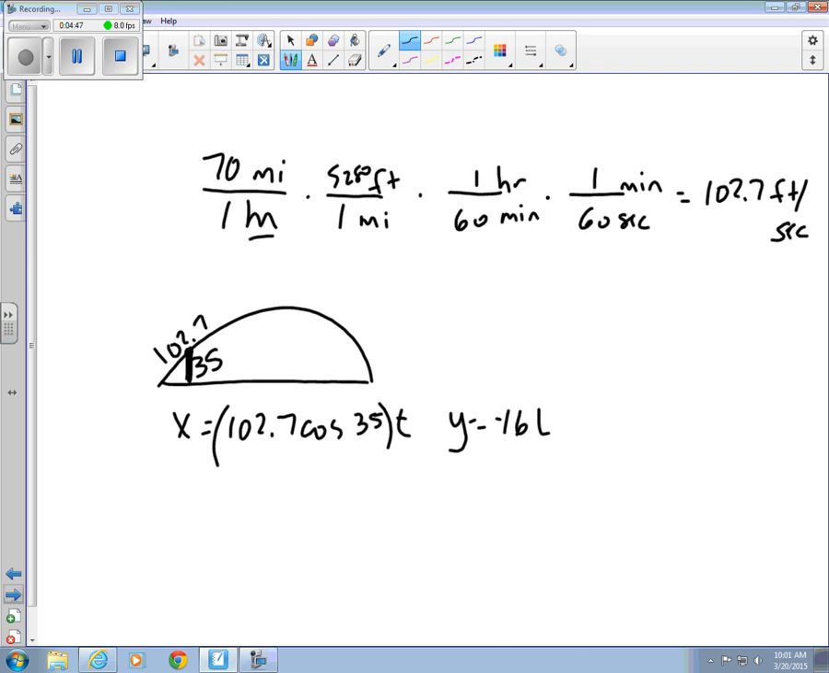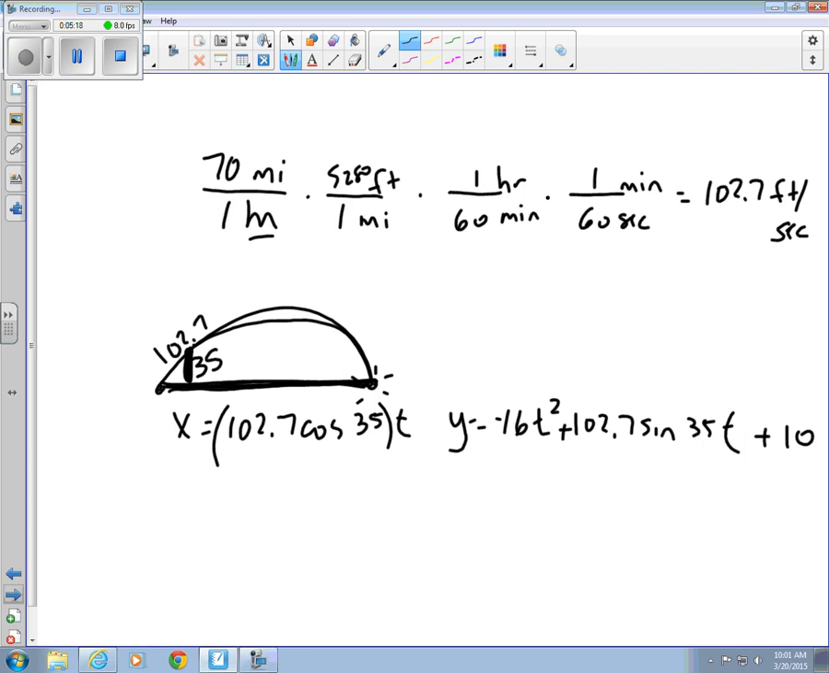Negative 16t squared plus 102.7 sine 35t, and the human cannonball started 10 feet off the ground. So there you go. Again, what is the maximum range of the cannon? That's this whole thing. It's going all the way to here, to where the guy goes splat on the ground. We're shooting the cannonball from right up here, and he goes splat on the ground. That's not where he's going to end up being, but that would be the maximum range.